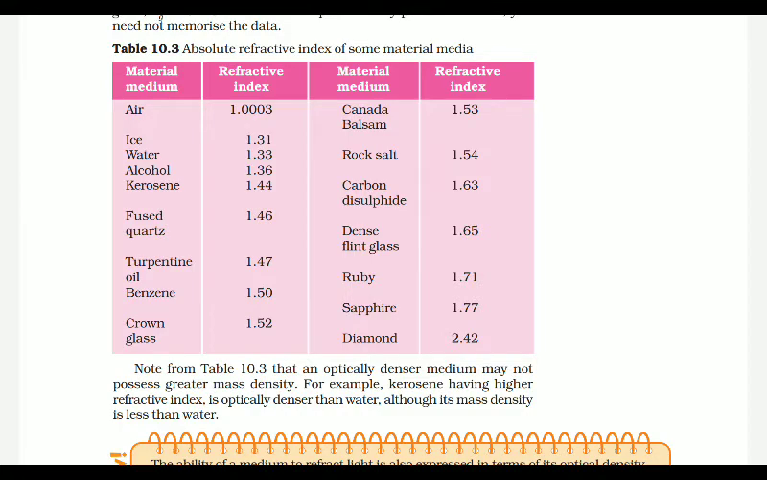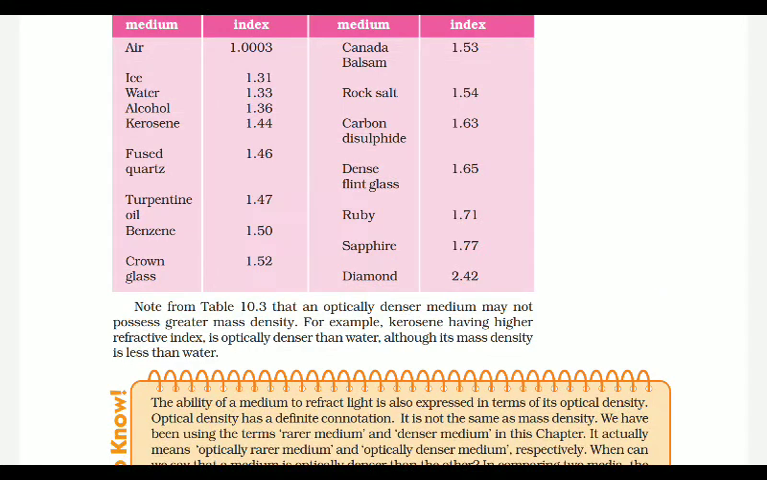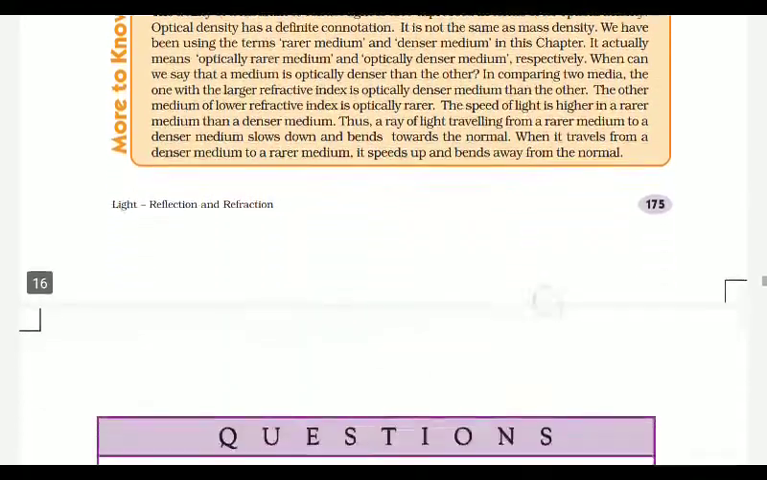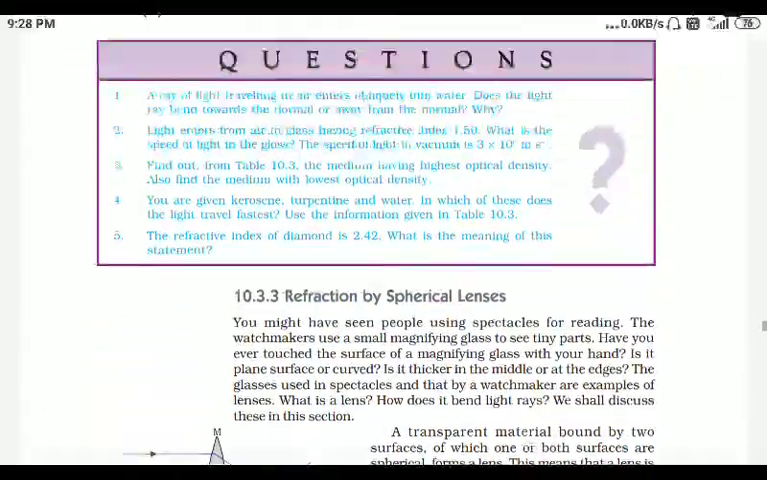An optically denser medium may not possess a greater mass density. For example, kerosene, which has a higher refractive index, is optically denser than water, although its mass density is less than that of water. So that's the end of this point.